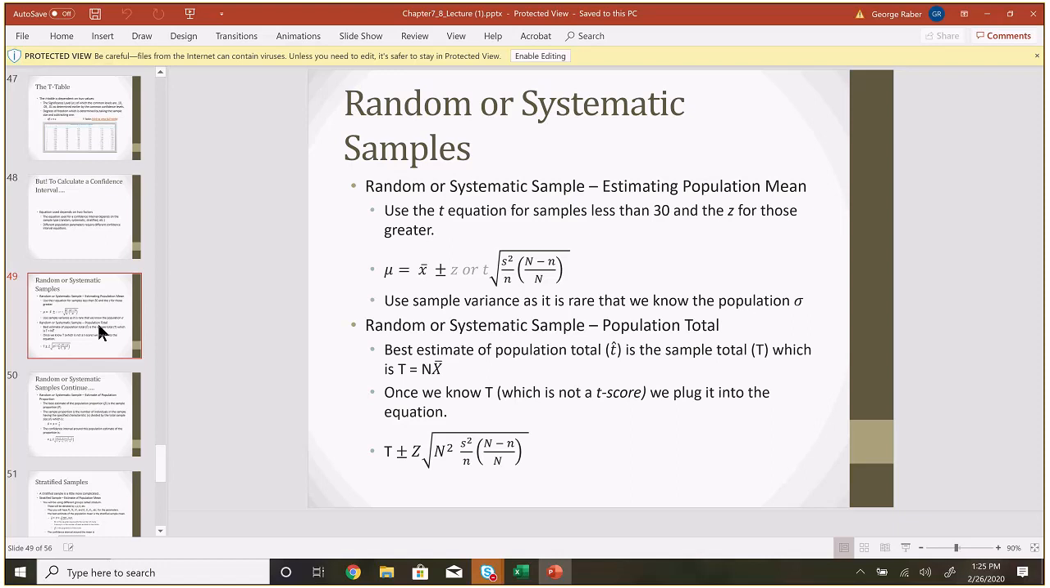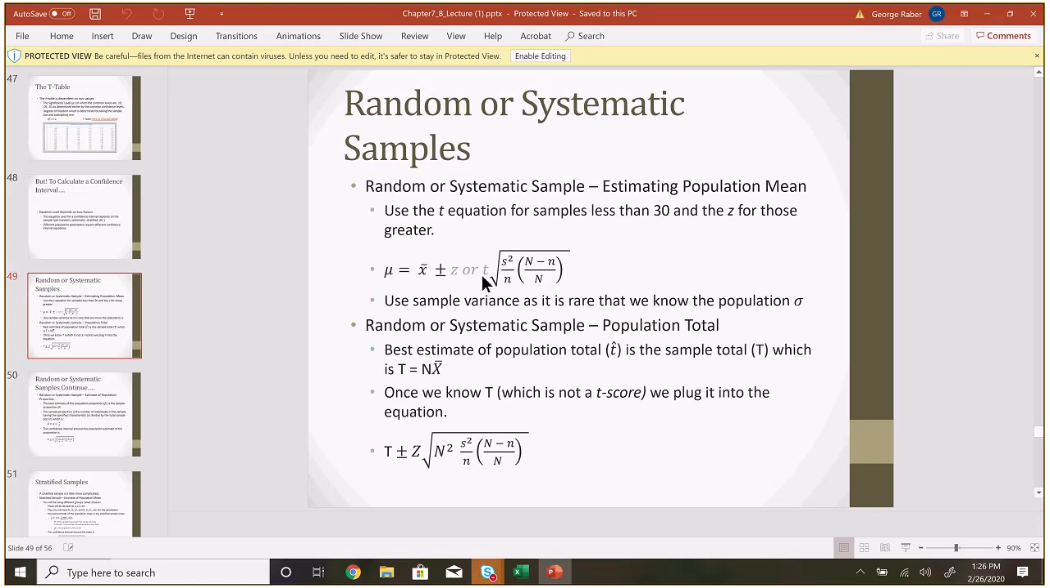Okay. So if you don't have the population standard deviation, this is the value that you use to get it. So the best estimate of the population mean is equal to the sample mean, so we read this, plus or minus the confidence interval. And that is what you calculate.